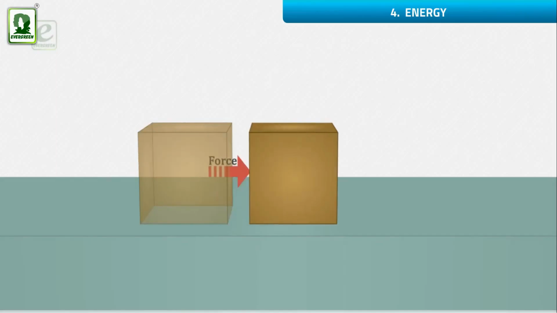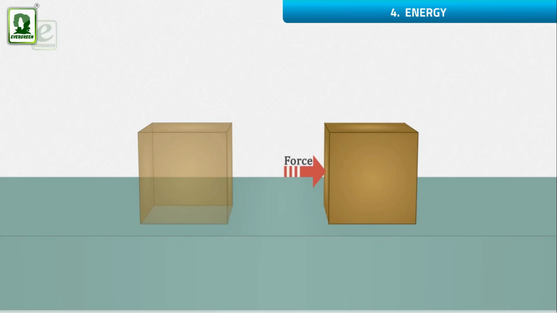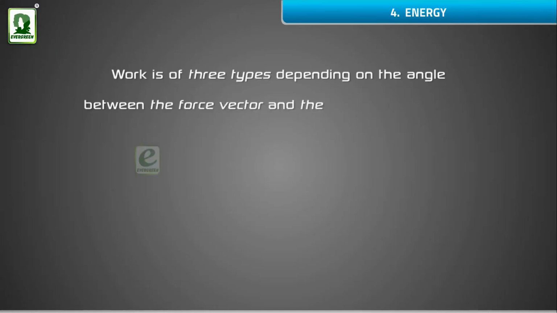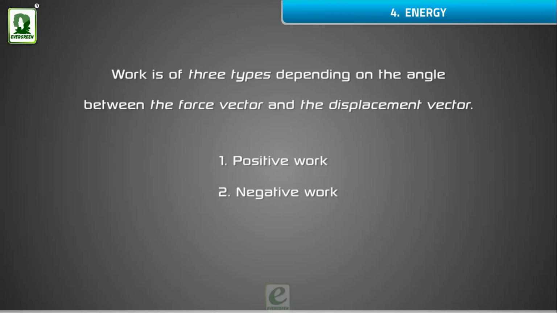The work done by a constant force is defined as the product of the force in the direction of the displacement and the magnitude of the displacement. Work is of three types depending on the angle between the force vector and the displacement vector: 1. Positive work, 2. Negative work, and 3. Zero work.